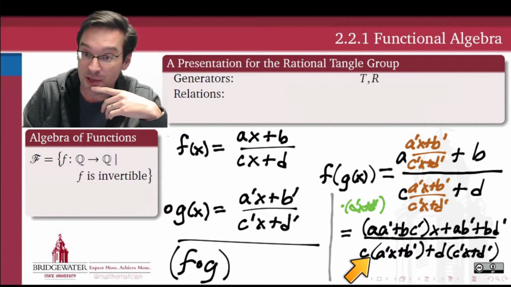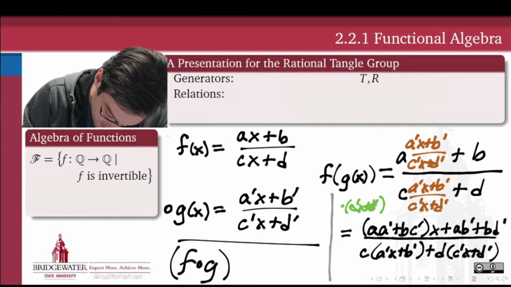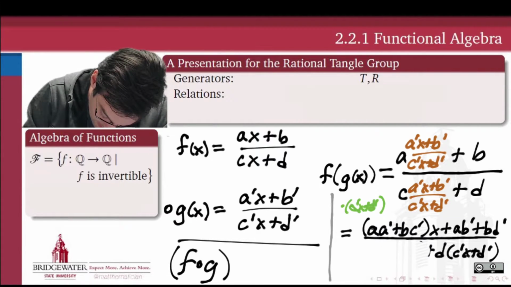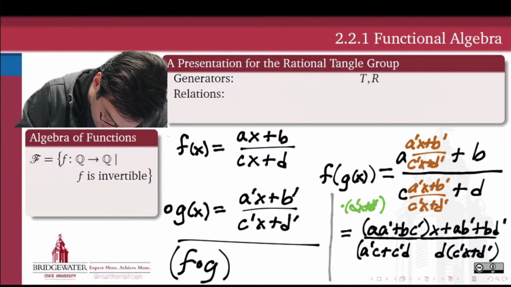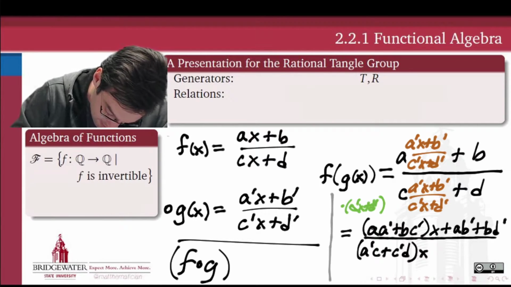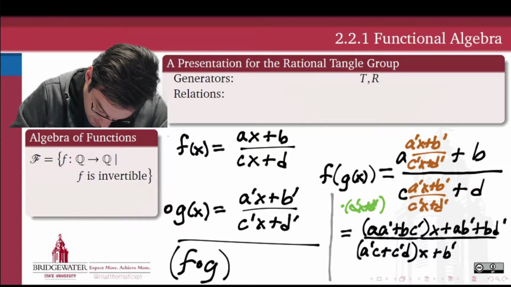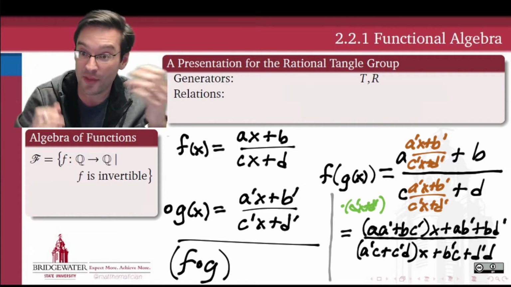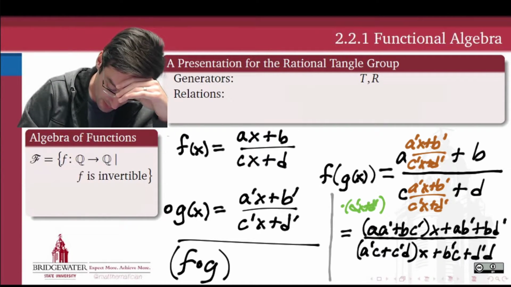The x's in the denominator have the coefficient a prime c plus c prime d, a prime c plus c prime d x. And then the constant coefficients would be b prime c plus d prime d. All right, so I did all that algebra. I've got all the x pieces where I want them. I've got all the non-x pieces where I want them.